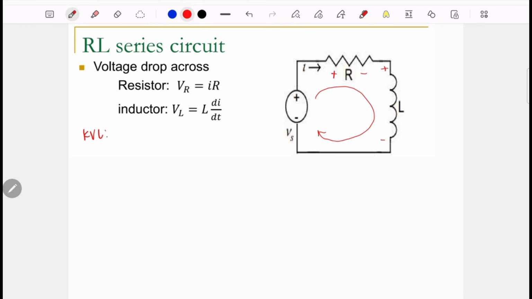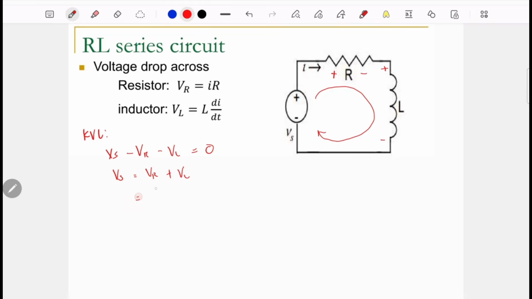So if we are looking for the KVL, we can choose between entering or leaving. If we choose leaving, V sub S is positive. For the resistor, negative V sub R. And for the inductor, negative V sub L equal to 0. Transpose V sub R and V sub L to the right side, it becomes positive V sub R plus V sub L.